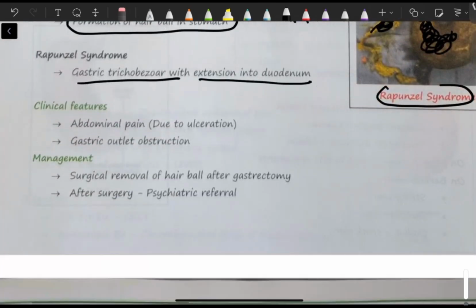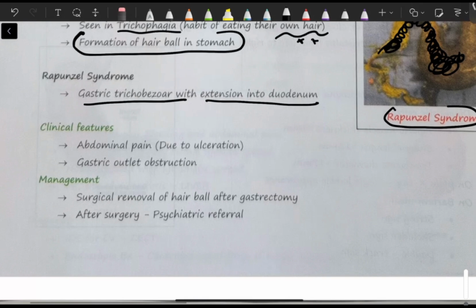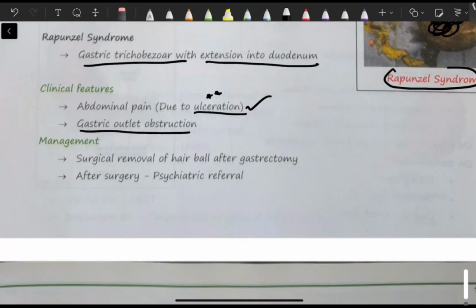Obviously there is non-digestible food like hair, hence the patient will have abdominal pain, and it can also lead to ulcer, because the straight hair causes a wound, and a wound is nothing but an ulcer, and there can be obstruction of the gastric outlet. So what is the management? Simple, surgical removal of the hair ball after gastrectomy. For the ulcer, we do gastrectomy and remove the hair ball. After surgery we should prevent it from recurring. For that reason we will refer them to psychiatry.